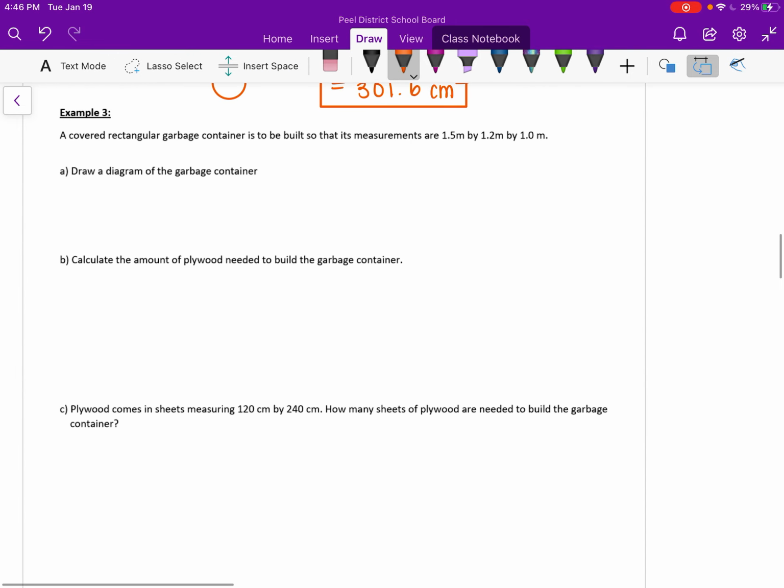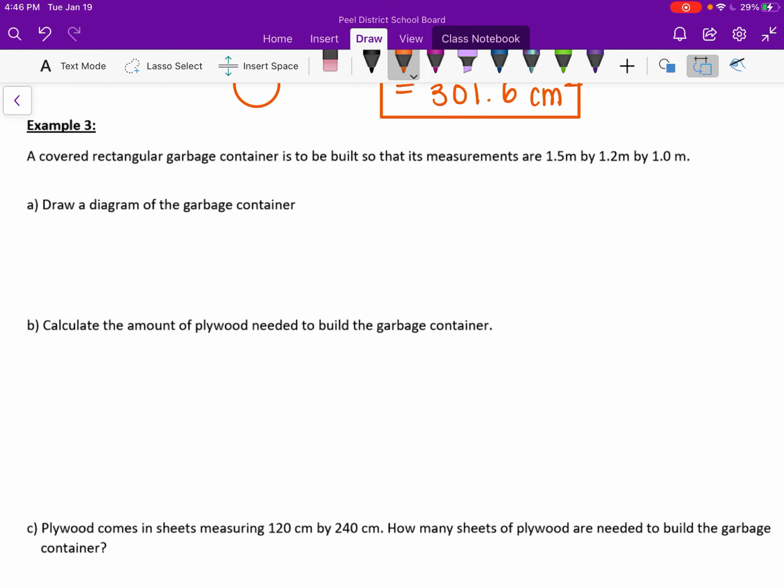So we're going to move on and do example 3. Example 3 is as stated. It says a covered, so that means that all of the sides are going to be there. A covered garbage container is to be built so that the measurements are 1.5 meters by 1.2 meters by 1.0 meters. Draw the diagram. The reason that I explicitly ask you to draw the diagram is because the diagram is arguably the most important thing for us to be able to visualize what's happening.